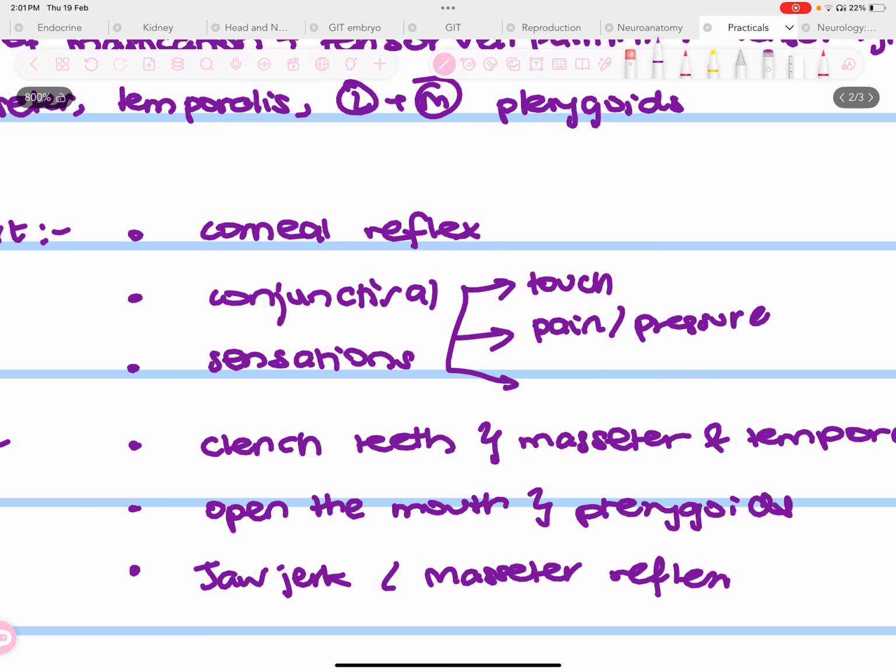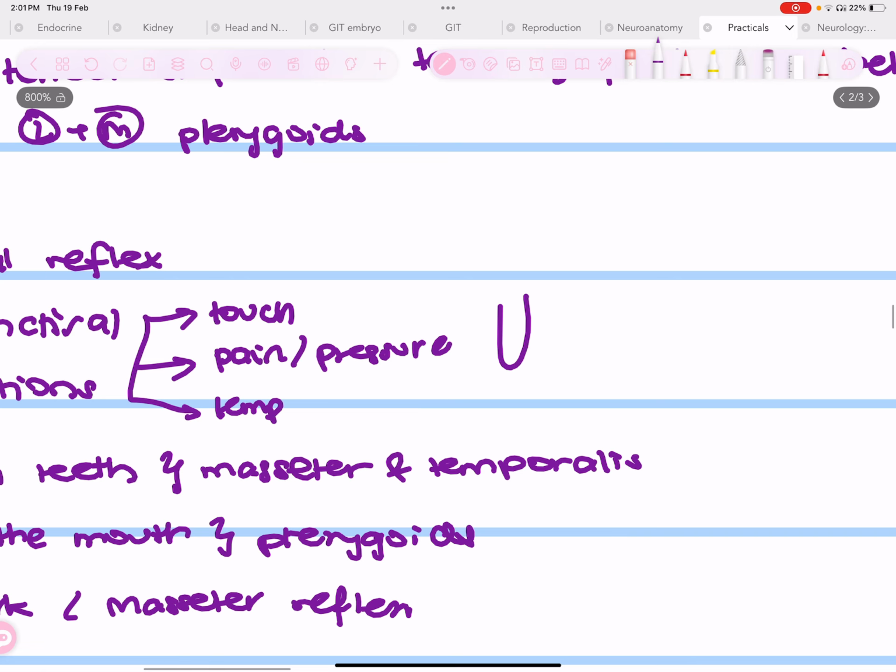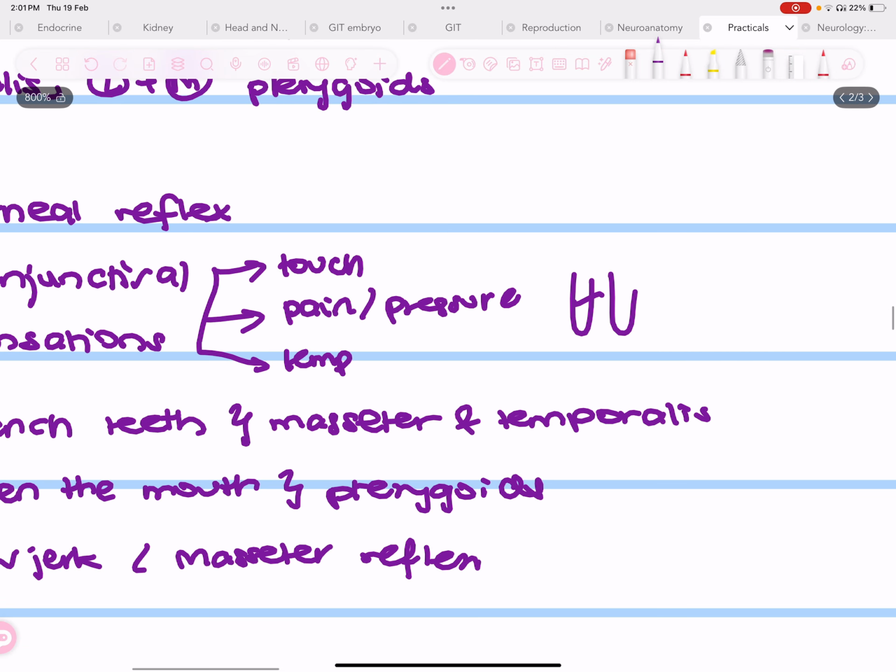Then moving forward, we have to talk about the temperature. For that, you need to fill two test tubes. One will have warm or hot water, and one will be cold. And then you can touch it around to give them the temperature sensation and ask them if they feel hot or cold, right?